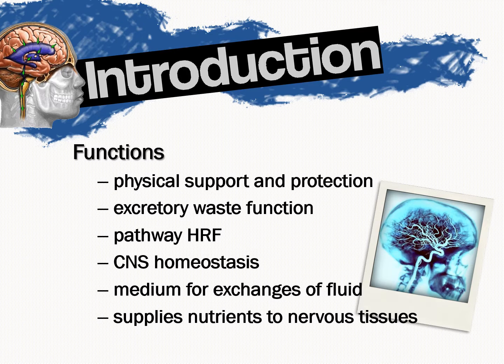It also serves as the pathway whereby hypothalamus releasing factors or HRFs are transported to the cells of the median eminence. It maintains ionic homeostasis within the central nervous system. It also serves as a medium for exchange and transfer of substances between the bloodstream and the tissue of the brain and the spinal cord. And lastly, it supplies nutrients to the nervous tissues.